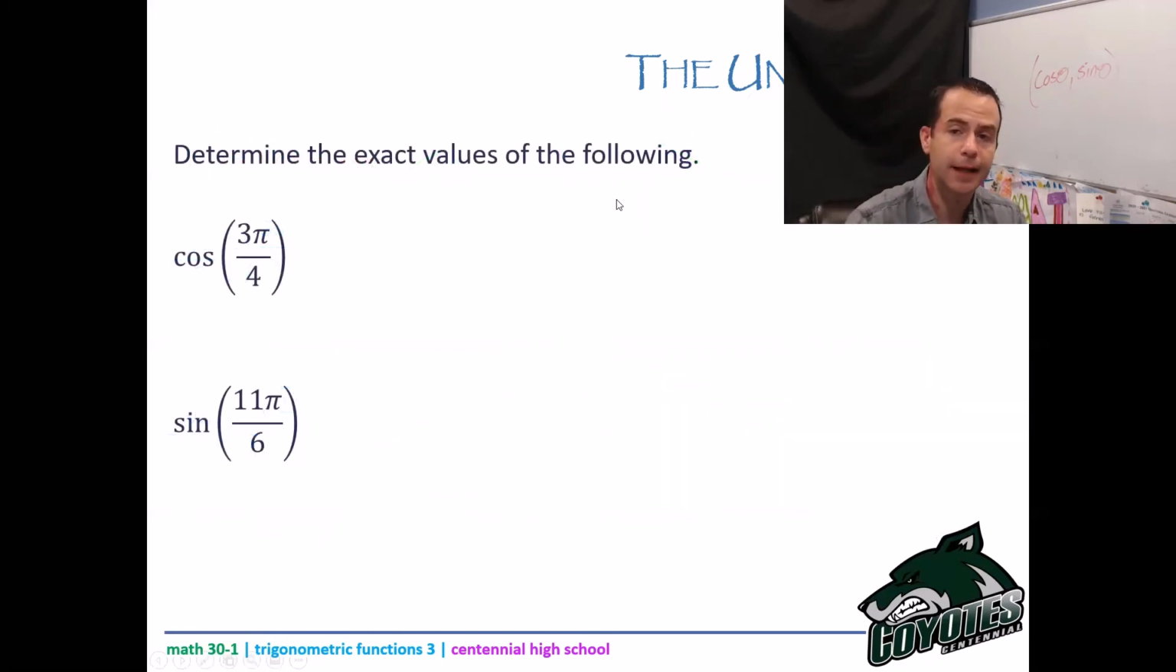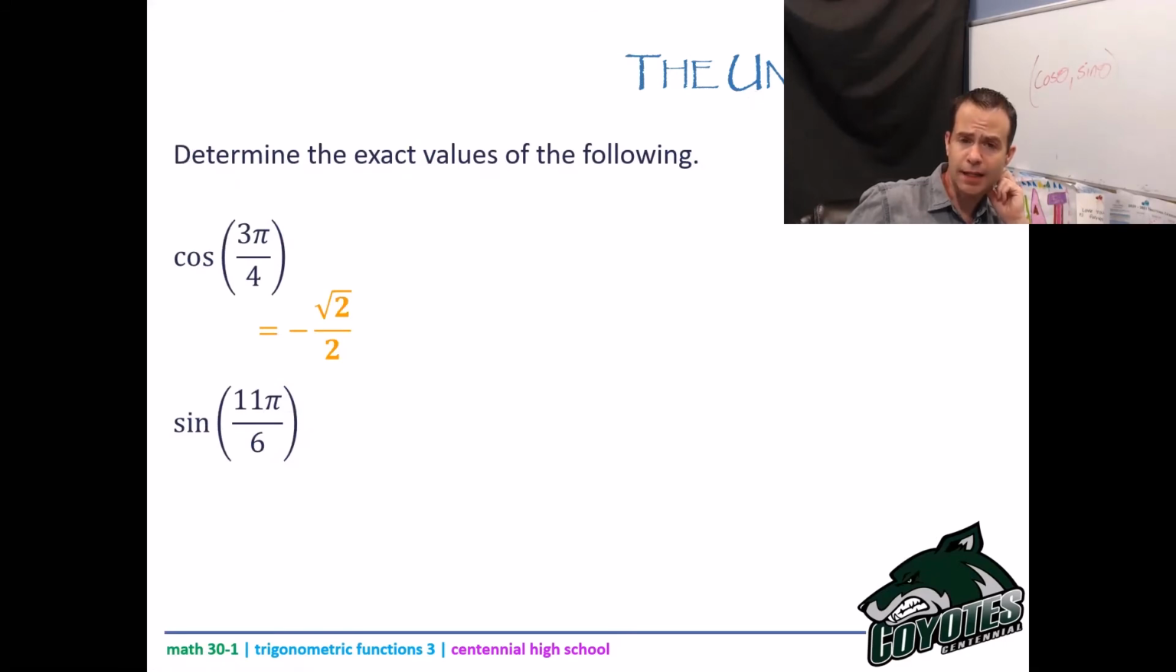Determine the exact values of some of the following. So cos of 3 pi over 4. Well, I'm just going to go right to 3 pi over 4. I know I'm in the second quadrant if you can't find it. And I know that I'm looking for the x value. So I'm just looking at what's the x value at 3 pi over 4. And you should be getting negative root 2 over 2. Okay.